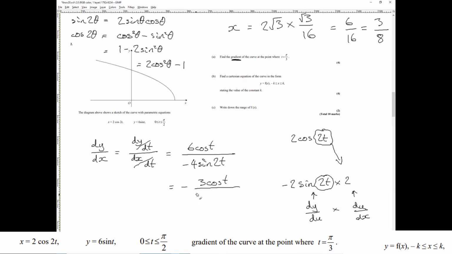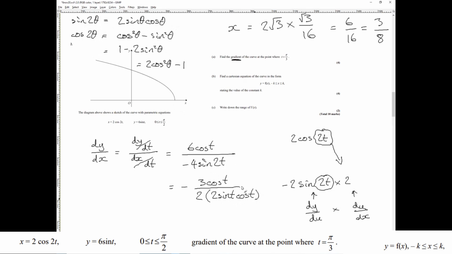I shouldn't have hurried this. It's going to be 2 times the expansion of sine 2t. Cos squared equals sine squared? No, that's cos 2 theta. Use this one: 2 sine theta cos theta. But they're t, yes.